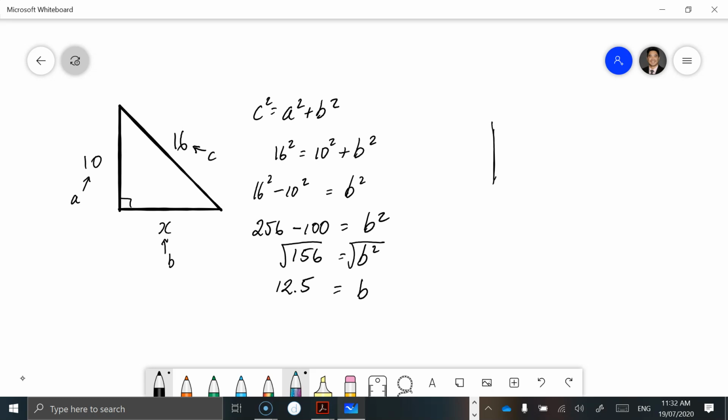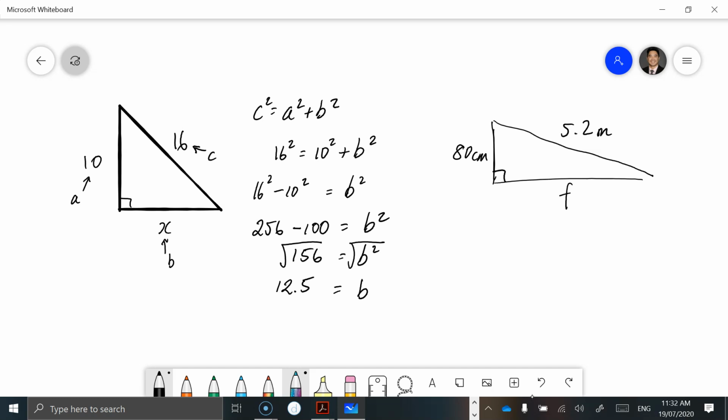Okay, so I'm going to do one more. We've got a right-angled triangle here, 5.2 meters, and then we've got 80 centimeters. We want to work out what this side is.